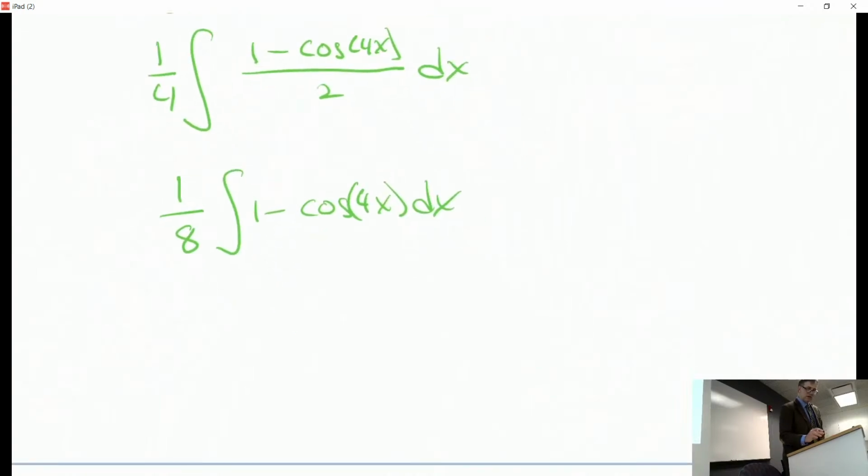Now I've got 1/8 times the integral of 1 minus cosine of 4x. All right, we can do this. In fact, Luke can do this. Luke, what is the antiderivative of 1? It's just x. And then, do you want to take a crack at the antiderivative of cosine 4x?